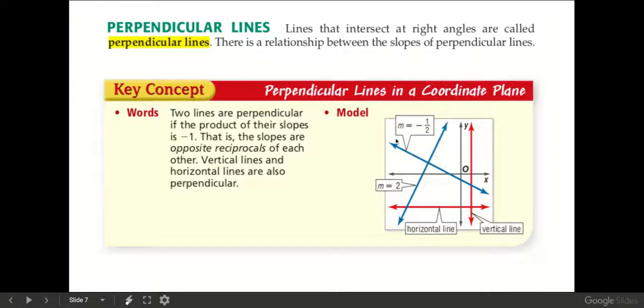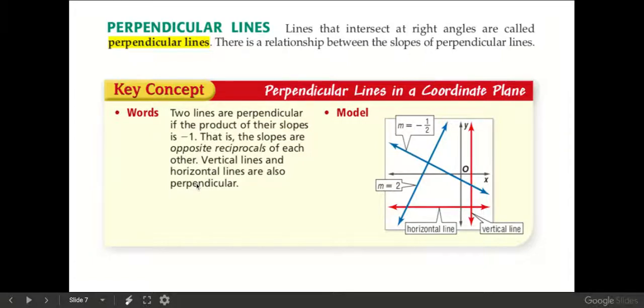So let's look. These would be examples of perpendicular lines. These two blue lines are perpendicular, and these two red lines are perpendicular, right? A vertical line would be perpendicular to a horizontal line. And so how do I know what the slope is? How do I connect them? Well, if I look at these two blue lines, this blue line has a slope of -1/2, and this blue line has a slope of +2, right?